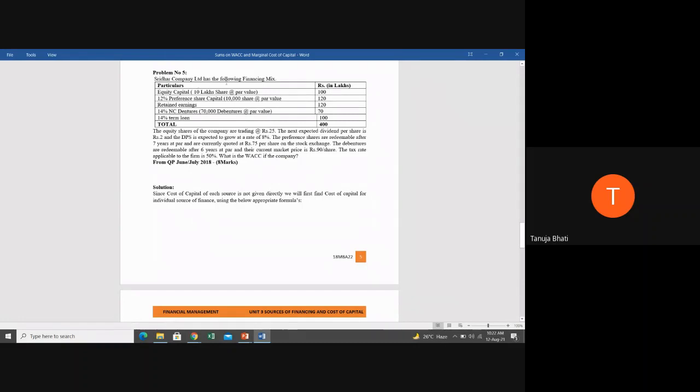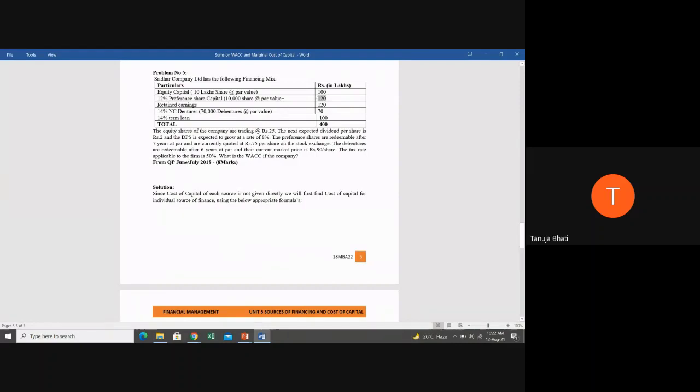Sridhar Company Limited has the following financing mix. So what are the different sources of financing? It has equity capital, that is 10 lakh shares at par value, that is rupees 100 lakhs. These figures are in lakhs. And 12% preference share capital of 120 lakhs.